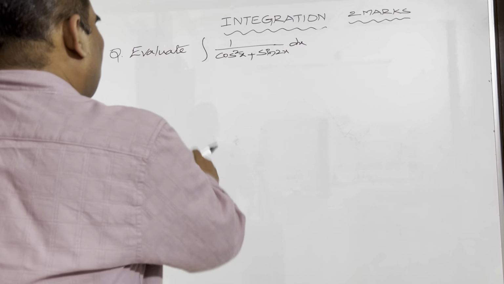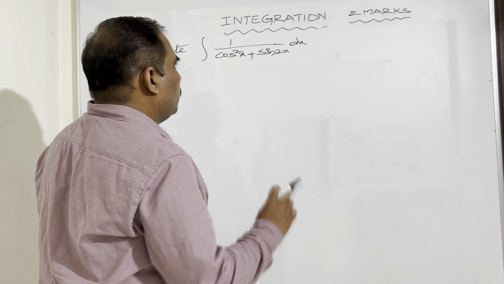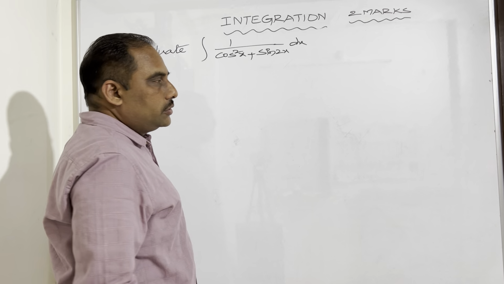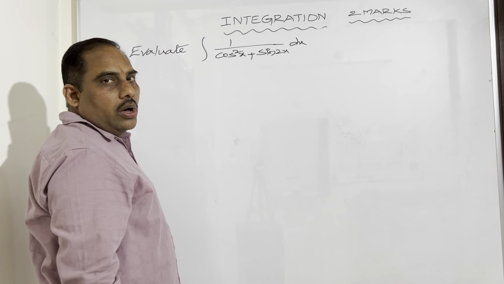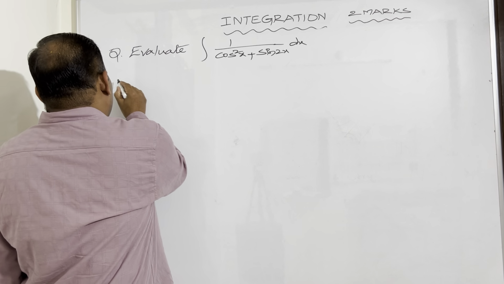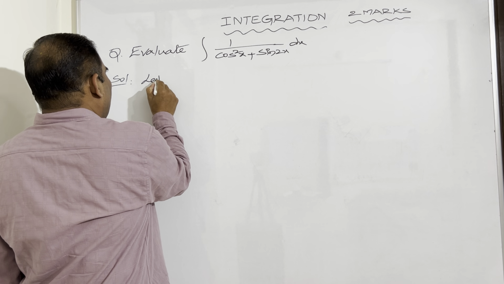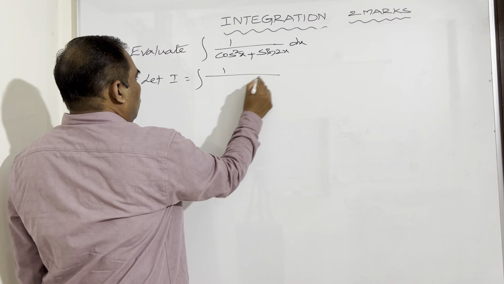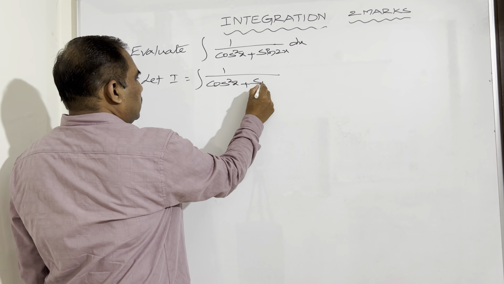So in this video we are going to discuss integration 2 marks PYQs, previous year's questions. This is also given in the previous examinations. The question is evaluate integral 1 by cos square x plus sine 2x dx. So now in the solution, let I is equal to integral 1 by cos square x plus sine 2x dx.